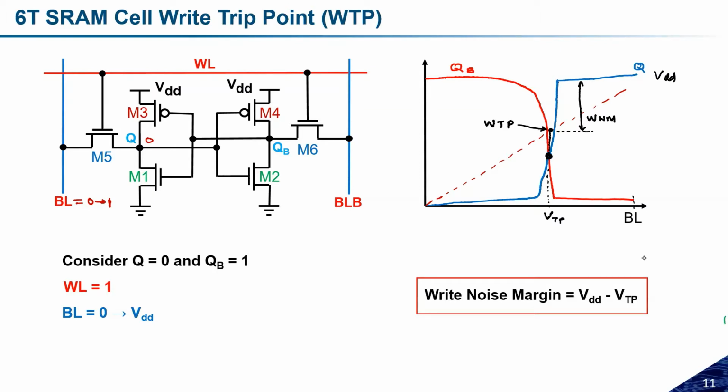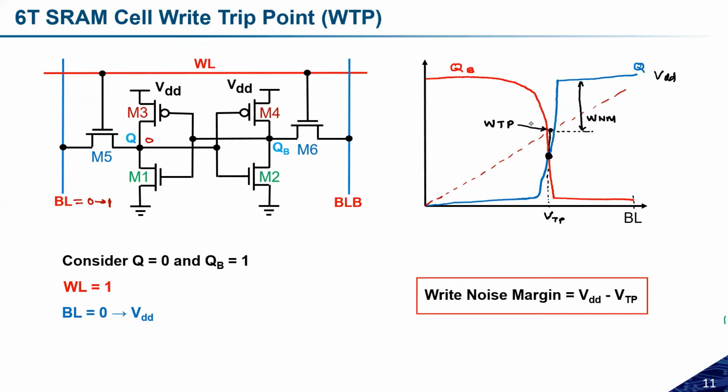Once we are changing this, we will get some point where Q and QB will cross each other. If they are crossing each other, the voltage at which both Q and QB cross, we call it the trip point voltage. Now just project that trip point voltage on the bit line voltage, and you will get some voltage reference. That particular point we call the write trip point, and the difference between VDD and this write trip point, we call it the write noise margin.